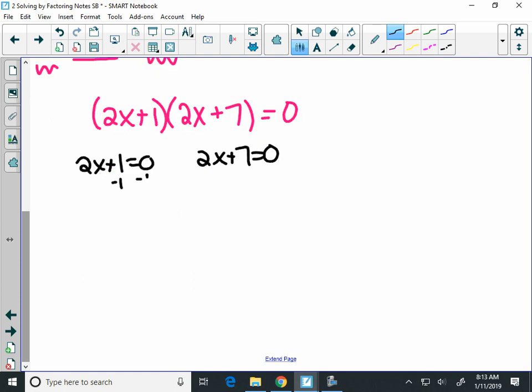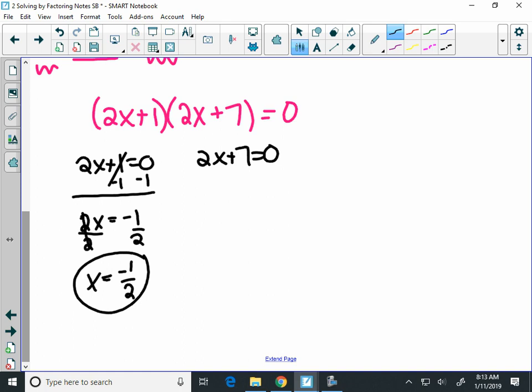So I'll subtract 1 from both sides here. I'll get 2x equals negative 1. And I'm going to divide by 2. That tells me that one solution is at negative 1/2. That's one of your x-intercepts.